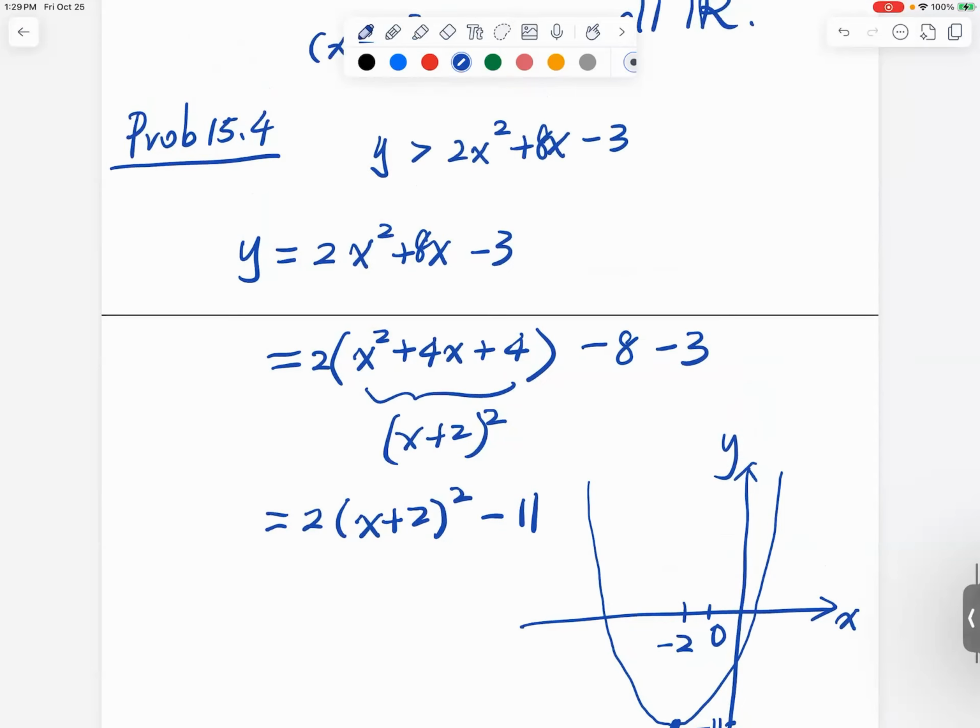Now we want to plot the inequality. Now on the curve, we have y equals this quantity. So for y bigger than that quantity, it must be above this curve, right?